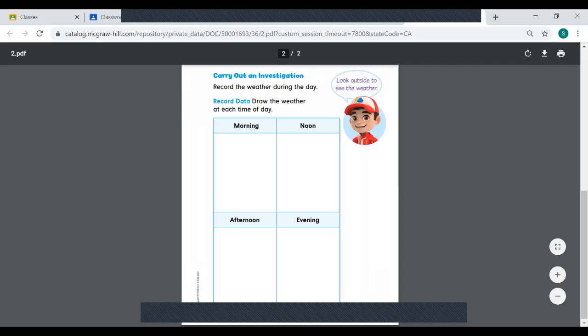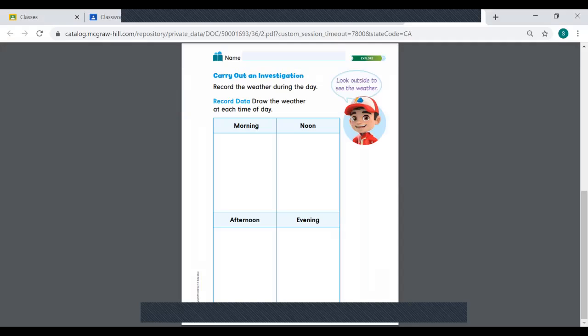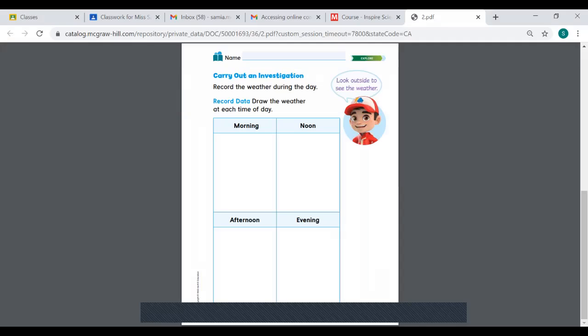Now we are on page 85. So on page 85, this is going to be the next day. So on page 84, you were predicting what the weather would be like tomorrow. Now when you're on page 85, that is going to be tomorrow. Okay, so what you're going to do is you're going to record the weather during the day.